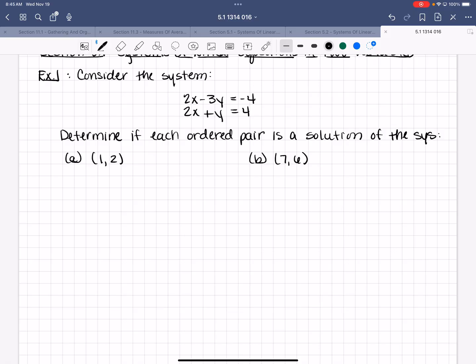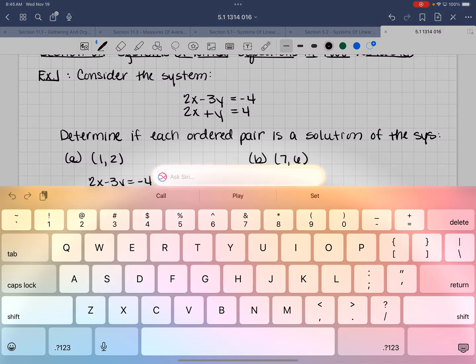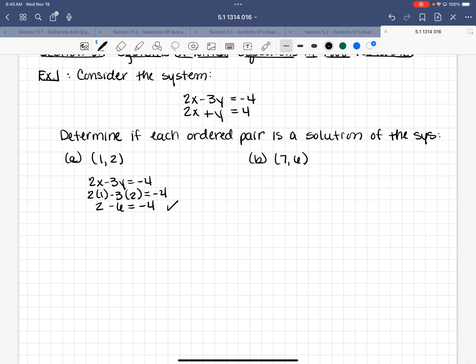So I start off with the first one. 2x minus 3y equals negative 4. And so I've got 2 times 1 minus 3 times 2 is supposed to equal negative 4. That gives me 2 minus 6 equals negative 4, and that is true. Okay, so we're good to go with that one. We got one check mark. All right, that's good. Let's put it in the second one now.